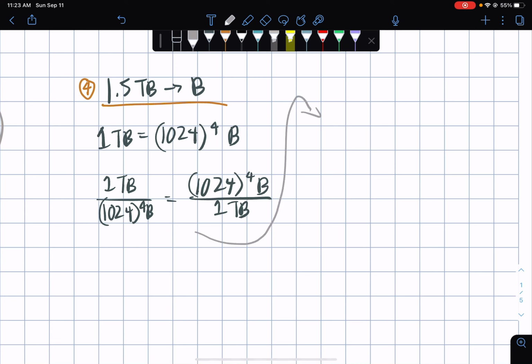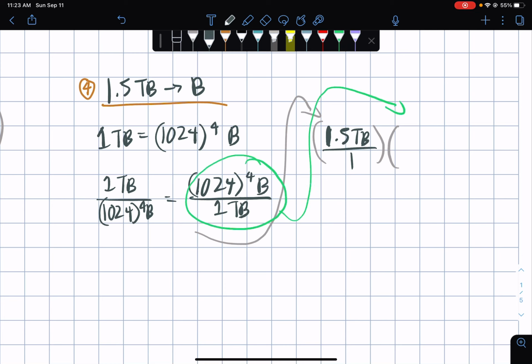Now, let's move on to converting. So 1.5 TB over 1 times, this is the chosen fraction, 1024 raised to 4 B over 1 TB.